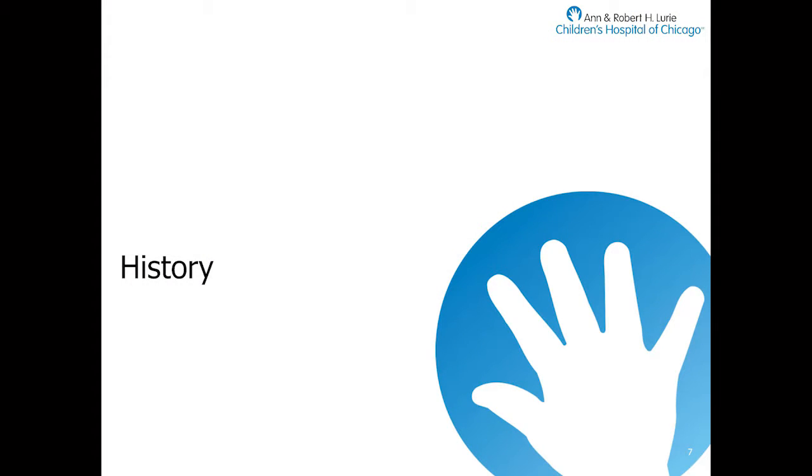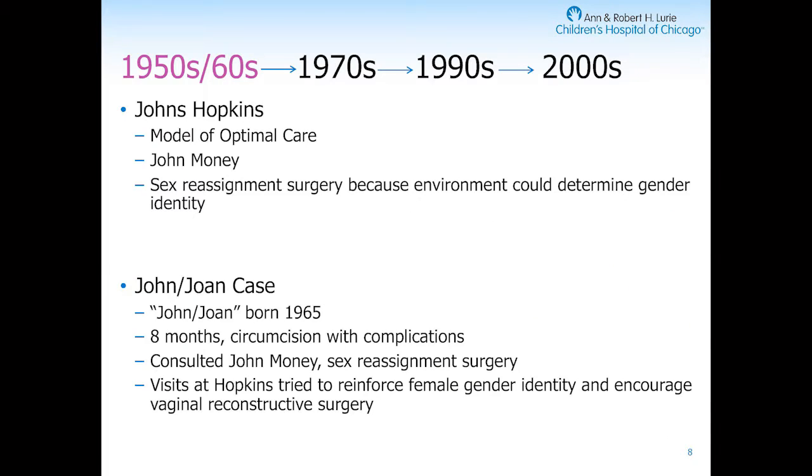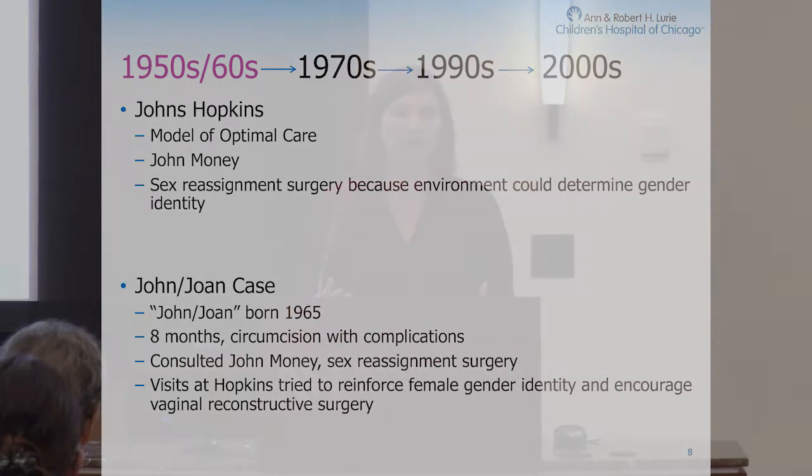All right, so before I go any further with this patient, we're going to back up and talk about the history of care for these conditions. So we're going to start by talking about the 1950s and 60s and the model that was developed at that time. There is a psychologist named John Money at Johns Hopkins who developed what was called the model of optimal care.